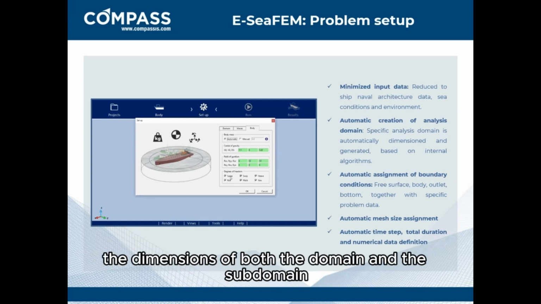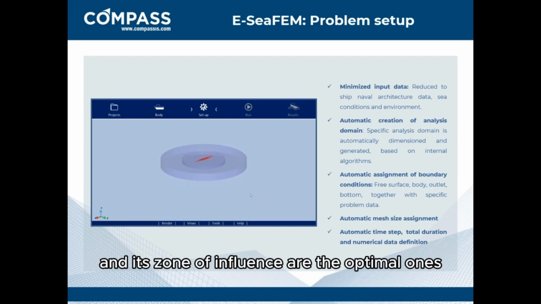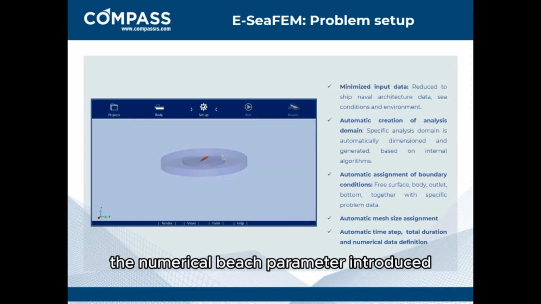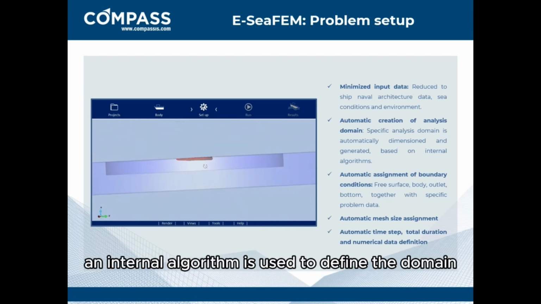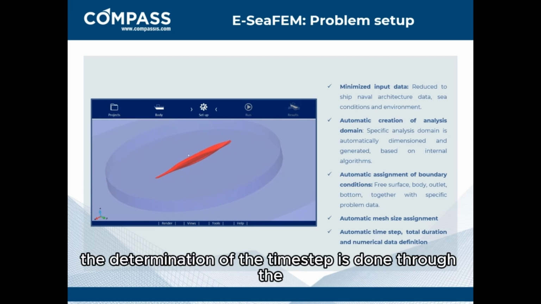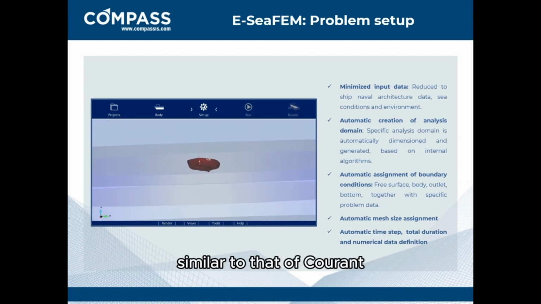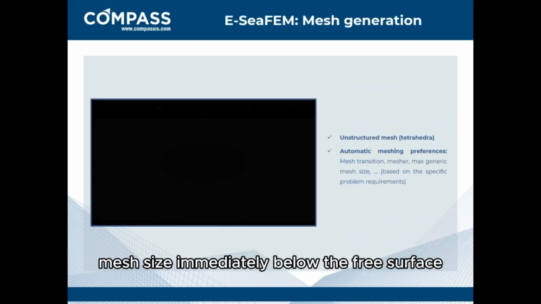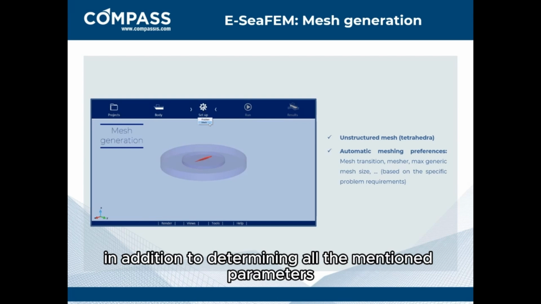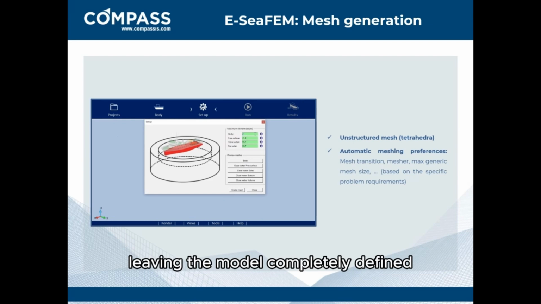The dimensions of both the domain and the subdomain created to refine the mesh around the object and its zone of influence are the optimal ones corresponding to the size of the ship, the numerical beach parameter introduced, and the maximum length of the waves. An internal algorithm is used to define the domain and subdomain. In this case, the determination of the time step is done through the so-called free surface stability factor, which is a convergence criterion similar to that of Courant, which relates the time step to the volume mesh size immediately below the free surface. After this step, in addition to determining all the mentioned parameters, E-SeaFEM automatically applies all the necessary boundary conditions, leaving the model completely defined and ready for meshing and for performing the calculation.